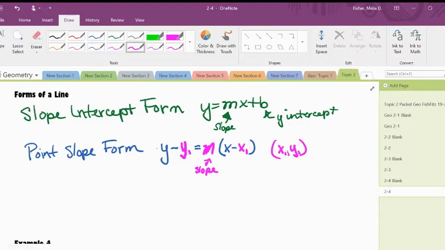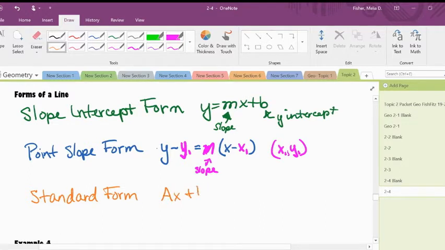And then we had good old standard form. Standard form is ax plus by equals c, where c is a constant. We're going to be using point-slope form quite a bit in being able to compare parallel and perpendicular lines. And actually, this is something you should have learned last year in algebra and be a fairly quick review this year.